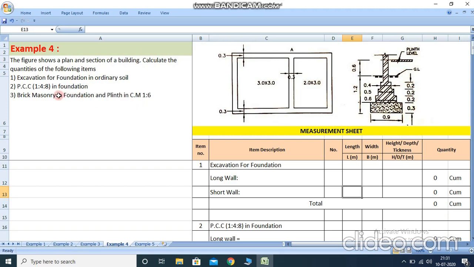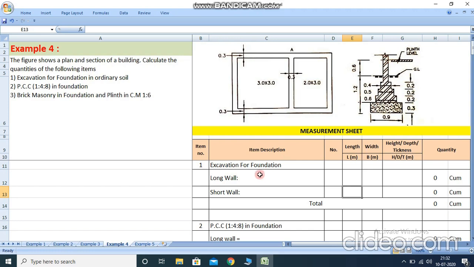Now in this example, the figure shows the plan and section of the building, and we calculate the quantity of the following items. We find three things in this example. First is the excavation for a foundation in ordinary soil. Second, we find the PCC work in a foundation. See this cursor point, it is the PCC work in the foundation. Width is 0.9 meter and thickness is 0.3 meter. Third, the brick masonry in the foundation and plinth level in cement mortar 1:6. Here the brick masonry starts from the step footing up to the plinth level.